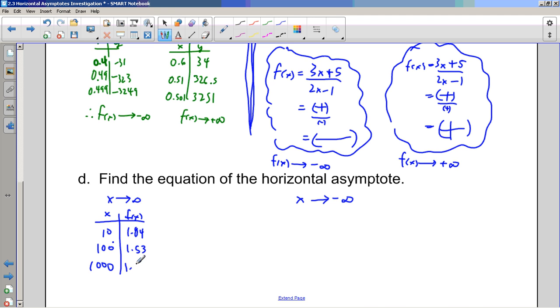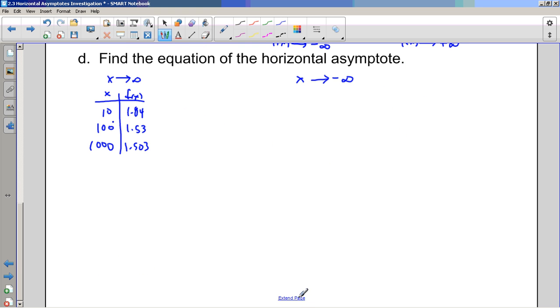This one's 1.503. And maybe you need to try another value, try 10,000 or 100,000 or a million. But it looks like f of x is going towards 1.5, and it's a little bit higher, so we could even put a little plus sign with that. But what would be nice is if we didn't have to do this calculation, if there was some sort of fast way, and that's what today's lesson is all about. But let's not get ahead of ourselves.